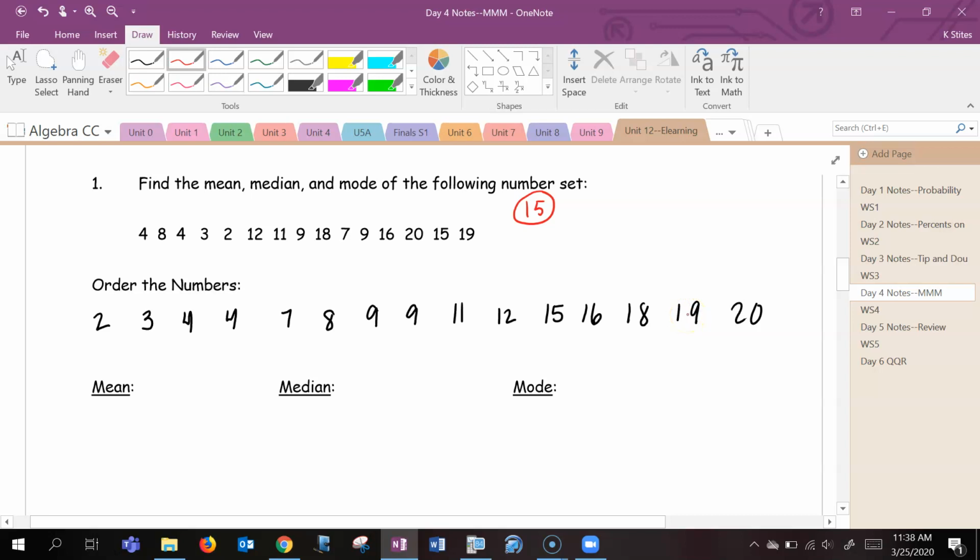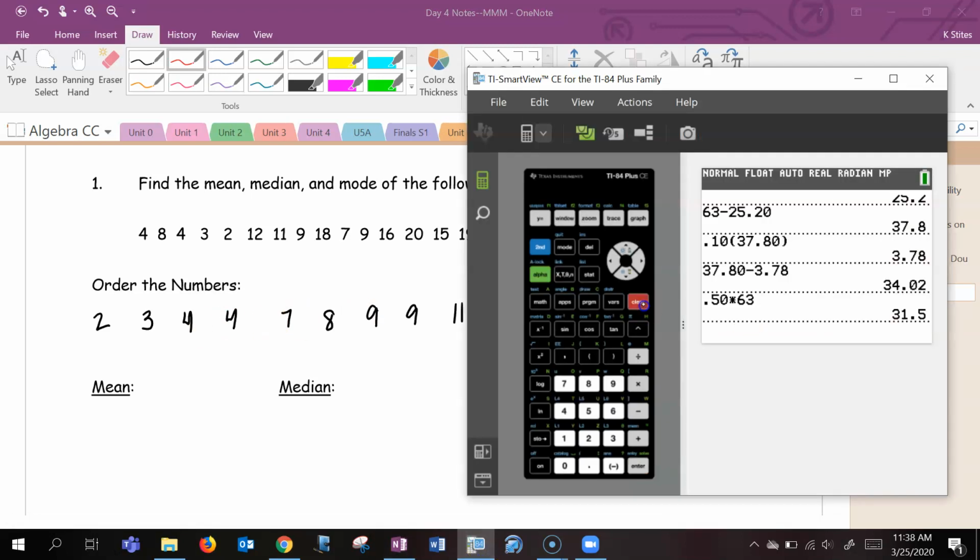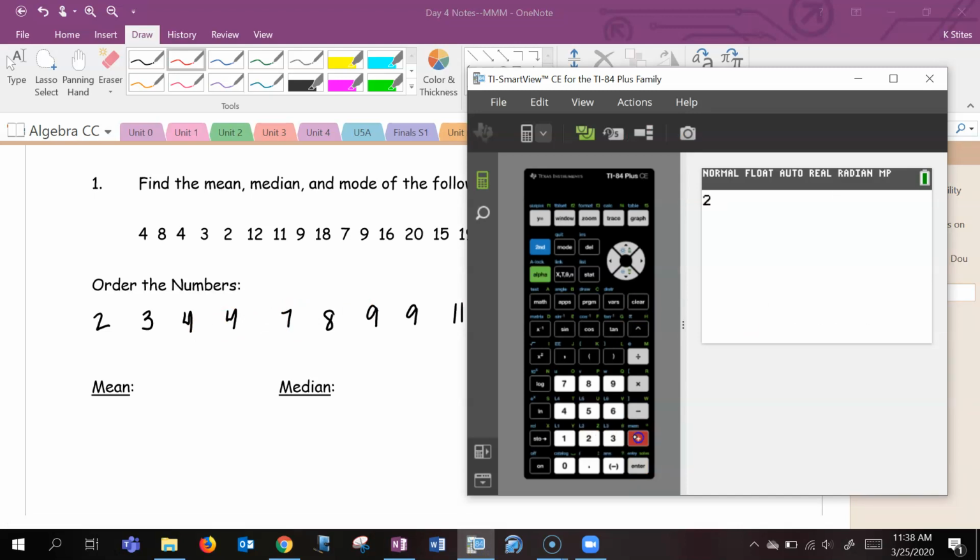So now, to find the mean, I go ahead and I add up all these numbers. Okay, so that's 2 plus 3 plus 4 plus 4 plus 7 plus 8 plus 9 plus 9. No, this is not very exciting. Plus 12 plus 15 plus 16 plus 18 plus 19 plus 20. Okay, hopefully I had all of those. And I get 157.